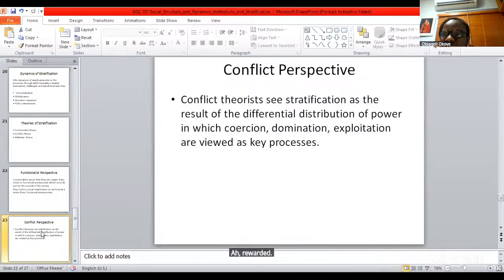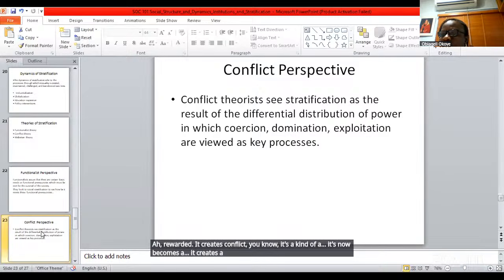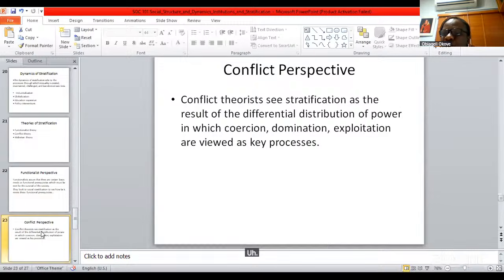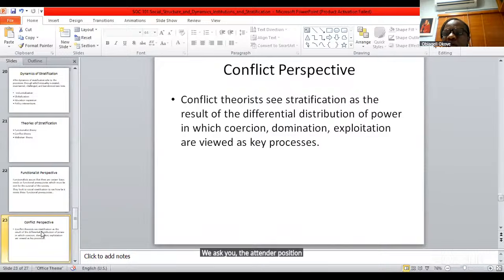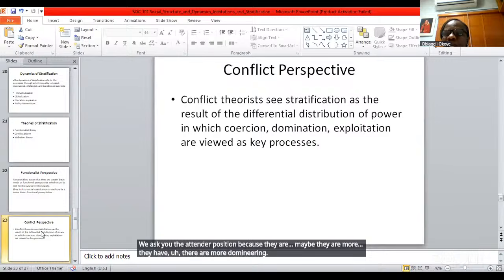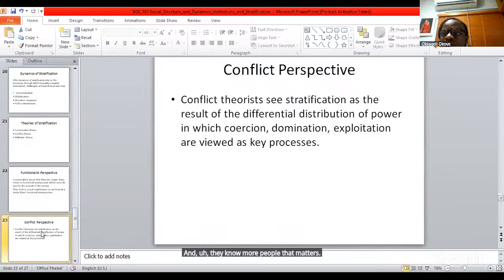It creates a kind of conflict, because those other people attain their position through exploitation, domination, and coercion. It's not because of their capacities or their skill. They attain that position because they are more domineering and they know more people that matter. Example, in the Nigerian society. Okay, so is my explanation clear?